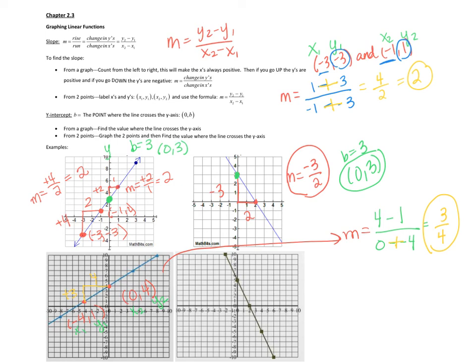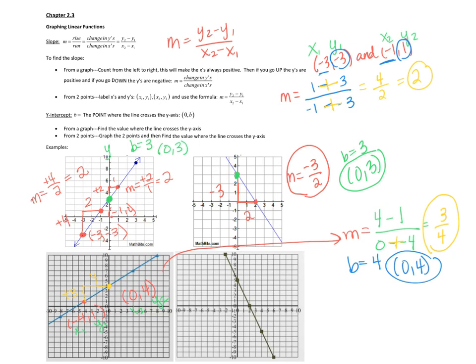All right, so I'm going to see where does it cross the y-axis. It's going to cross there right at 4. So my b is going to be 4. So I would have 0, 4 as my y-intercept.